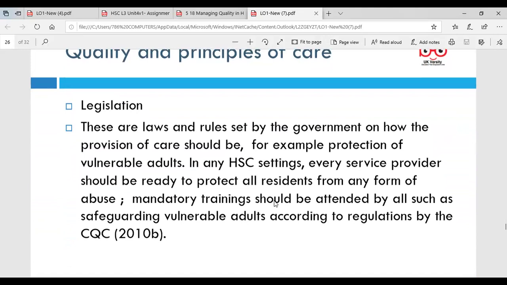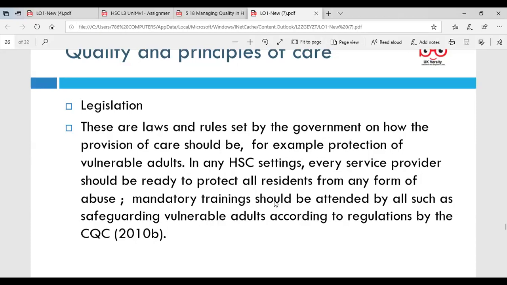So this is the legislation in which you protect all residents from any abuse. Negligence, again, as I said, is a form of abuse. There are different forms of abuse that you should be aware of. Even providing unequal care is a form of negligence, and that is obviously a form of abuse. So there should be mandatory trainings attended by people who are involved in safeguarding vulnerable adults.